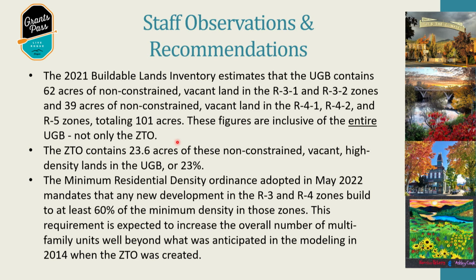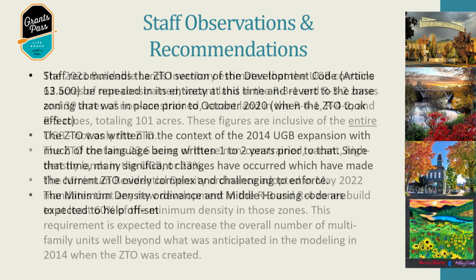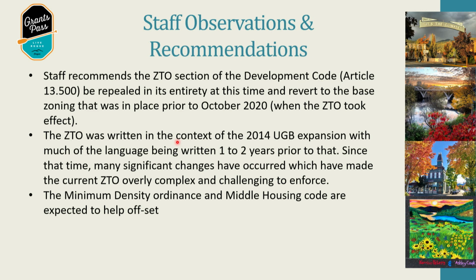The minimum residential density ordinance was adopted in May. We talked about this earlier. That requires the 60% now, which is expected to increase the numbers above what we thought when the ZTO was created. So at this point, there's a number of different ways that we can go with this, obviously, but what we're trying to demonstrate here is that we think there's enough opportunity without the overlay to still achieve the higher density goal that the city has.